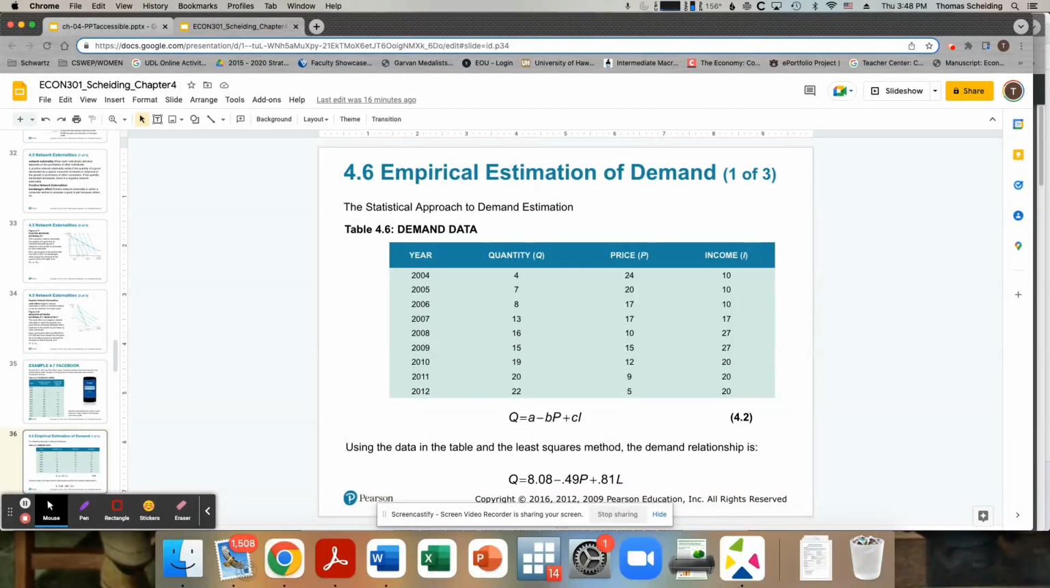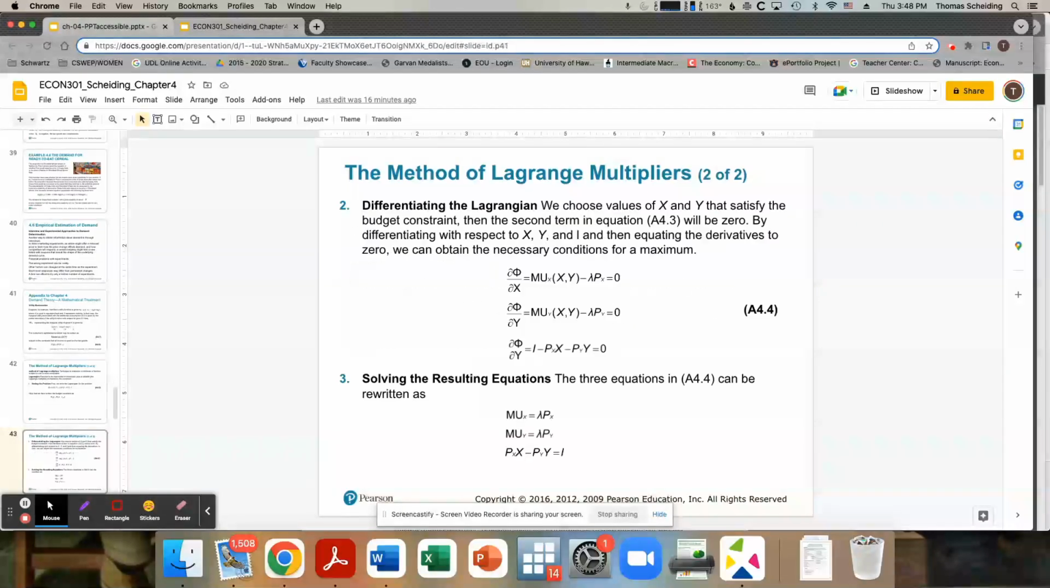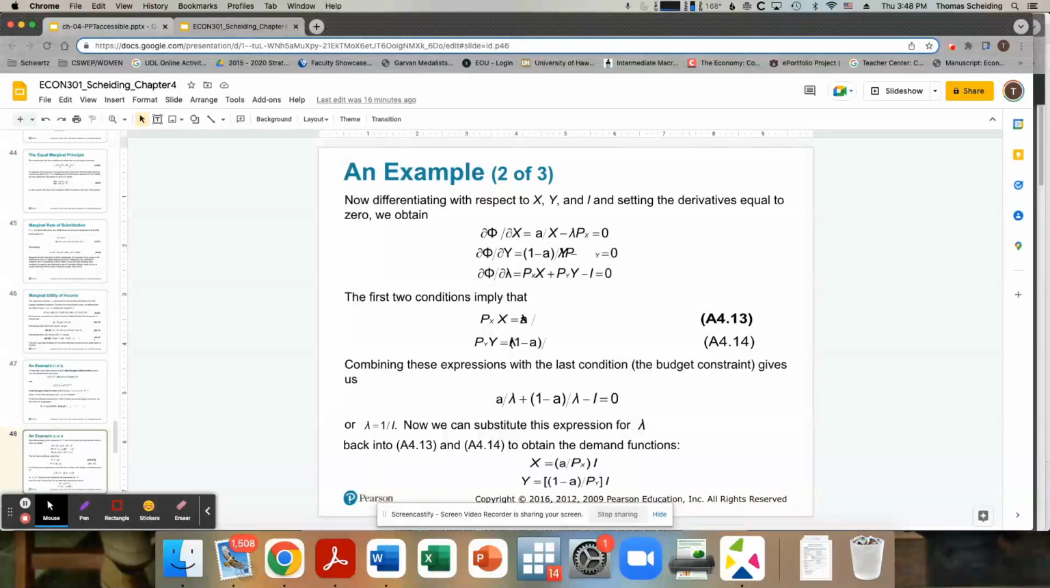Okay. So make sure, again, the rest of this we'll deal with in the problem set. The problem set will deal with the empirical estimation. And then you don't need to worry about the appendix.